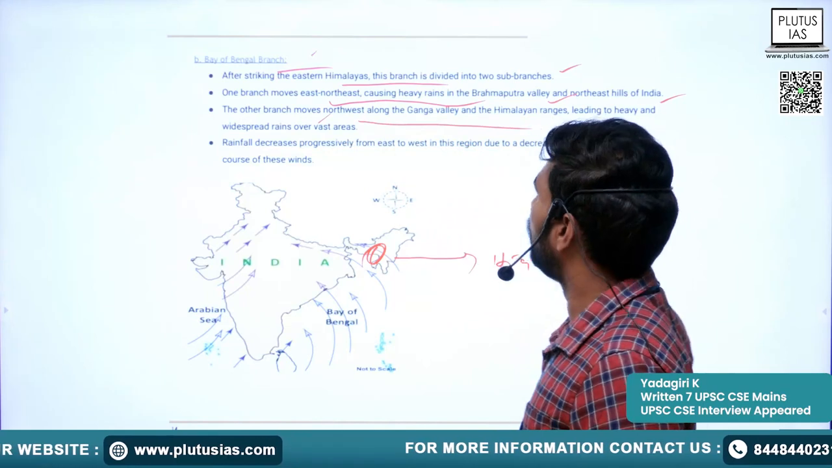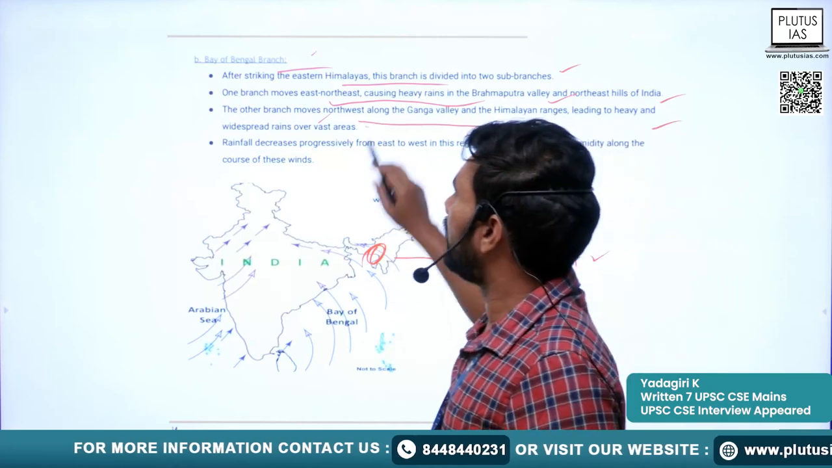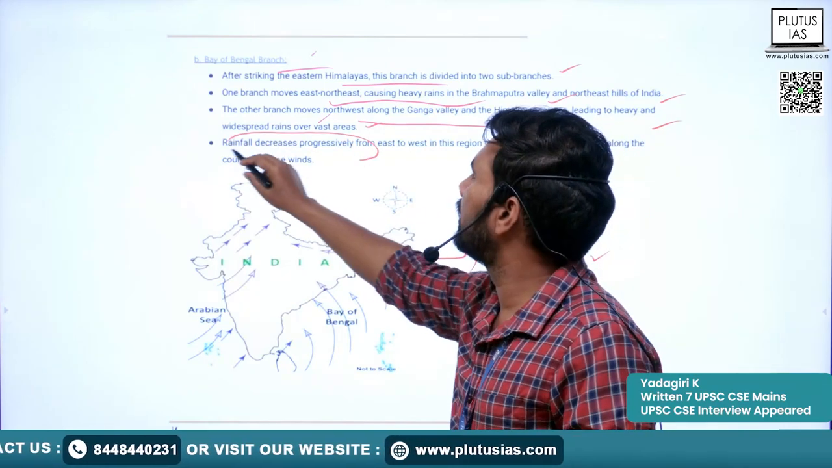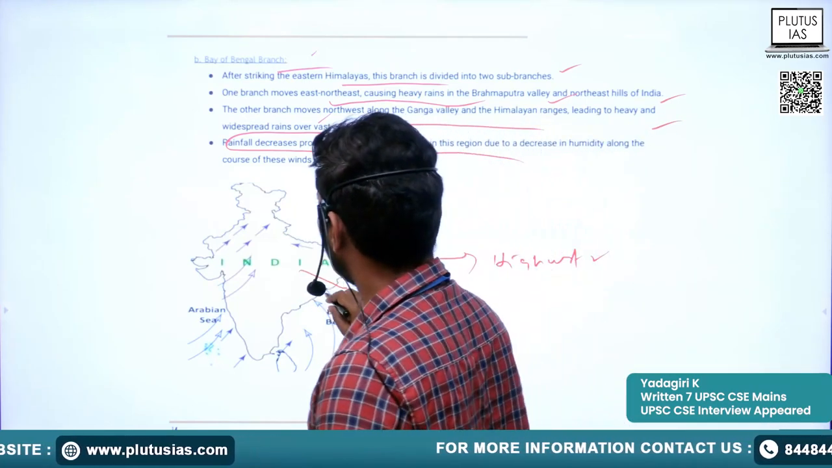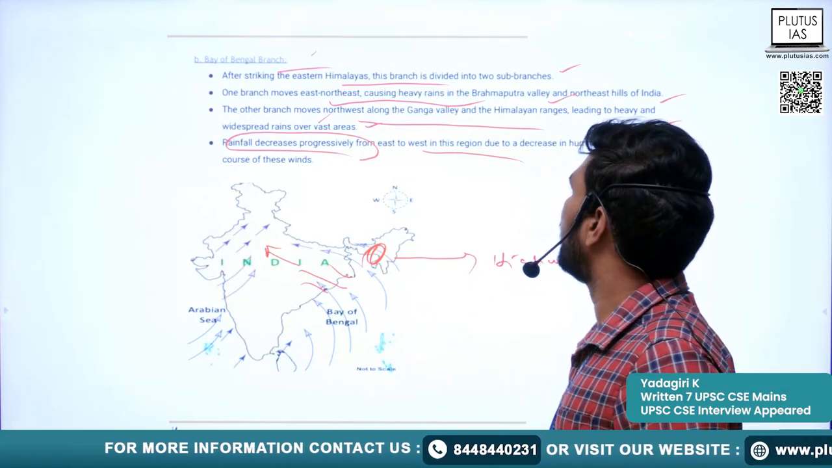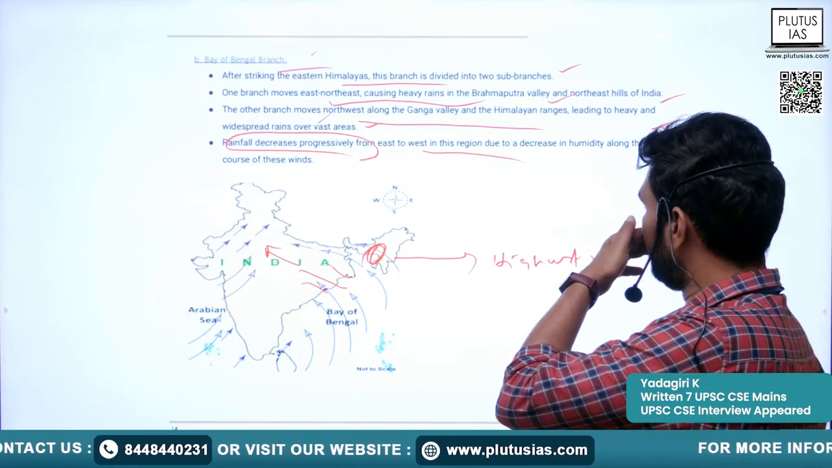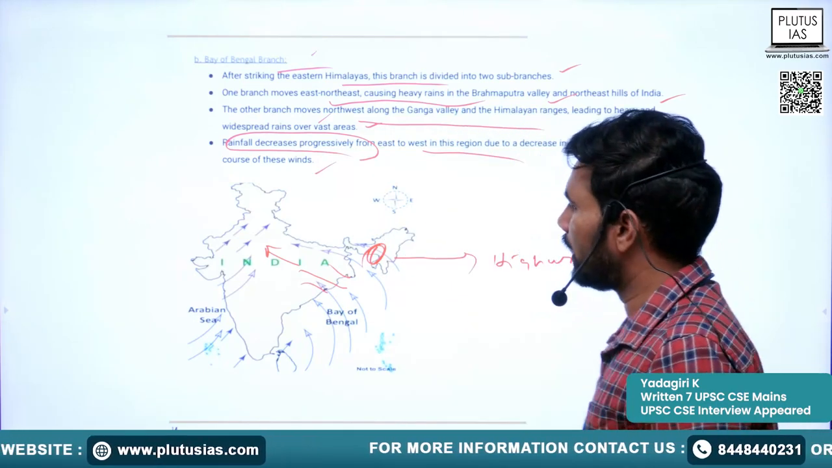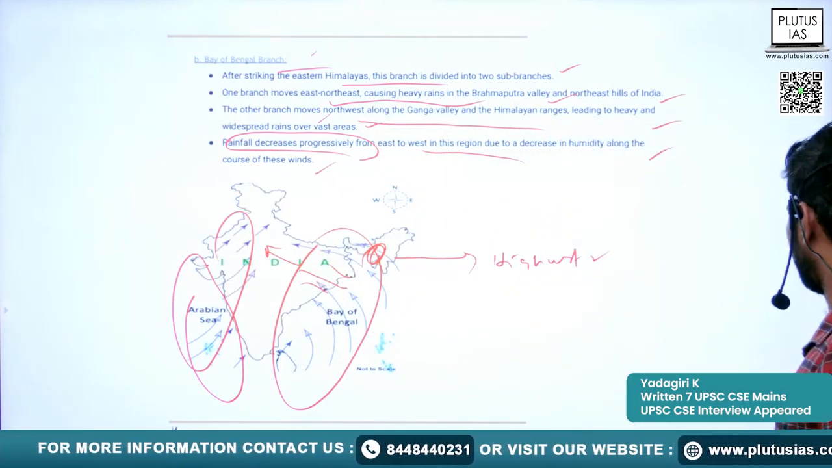The other branch moves northwest along the Ganges Valley and Himalayan ranges, leading to heavy and widespread rains over vast regions. So rainfall decreases progressively from east to west in this region. In the eastern region, the rainfall will be higher. Once we move towards the western parts, the rainfall will be declining. This is because of the decrease in humidity along the course of these winds. Right here, you can see the two branches of the monsoon winds.